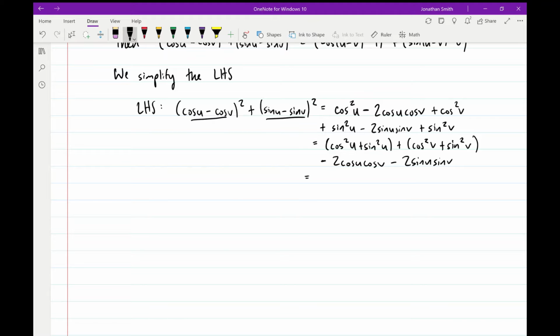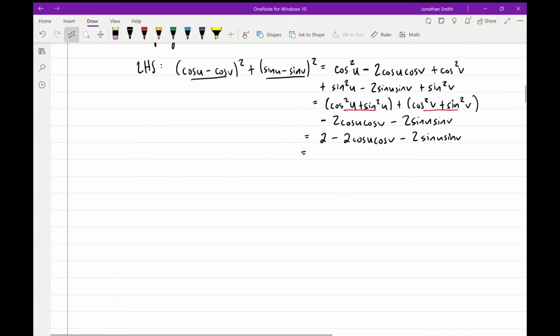Now we can use the Pythagorean identity on cosine squared u plus sine squared u and cosine squared v plus sine squared v. That's going to give me a 1 plus a 1, so I get a 2 minus, and now the other guys just come along for the ride: 2 cosine u cosine v minus 2 sine u sine v. I have a factor of 2 in each of these terms, so let's factor out that 2. And I get 2 times (1 minus cosine u cosine v minus sine u sine v).